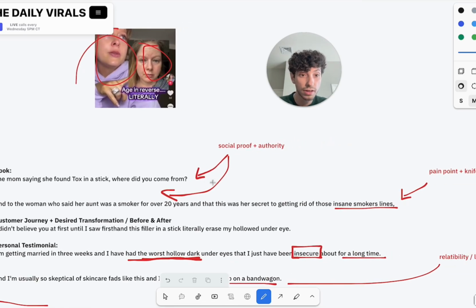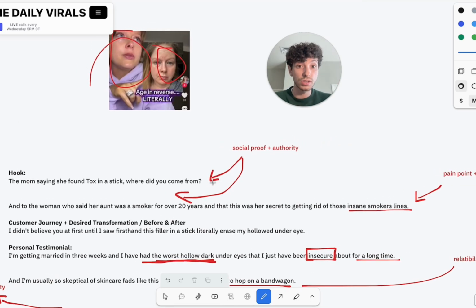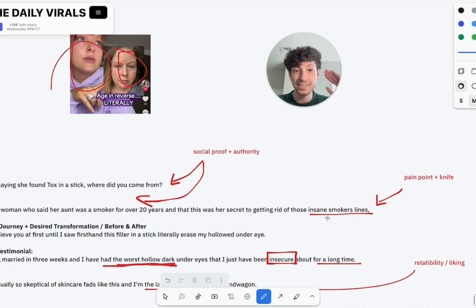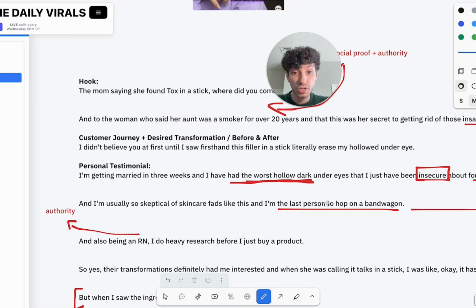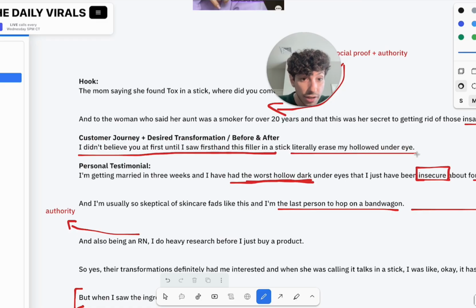Then she doubles down on that and shows another person that has used this product and got rid of a pain point. Insane smoker lines. Insane kind of sharpens the knife by using that strong language. But then we have the pain point right here, smoker lines. Then she goes through the customer journey herself. I didn't believe you at first until I saw firsthand this filler and stick literally erase my hollowed under eyes. Before and after, the desired transformation of the main pain point, hollowed under eyes.